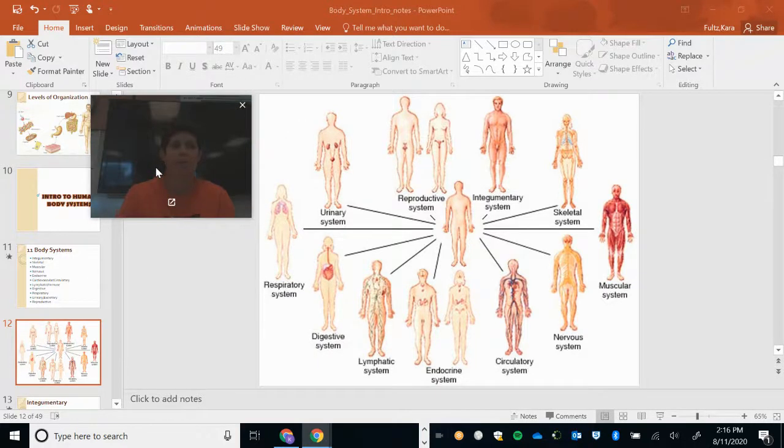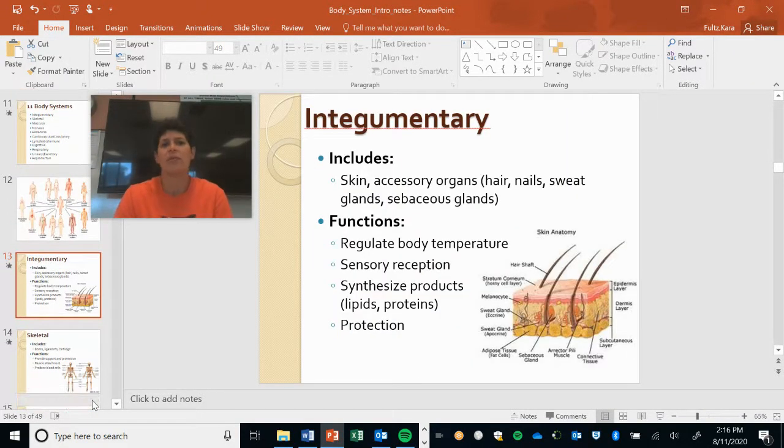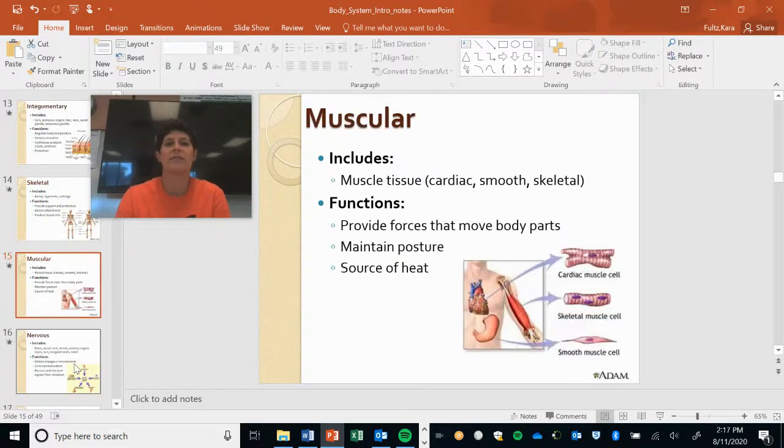And so what you'll see when you look at your notes is that for each one of these systems, it's going to list the important things that are there: skin and the hair and the glands, and then the function. What does it do? Well, it regulates body temperature, sensory reception, and all that stuff. So what you're going to do is just go through and look at each one of these different systems.